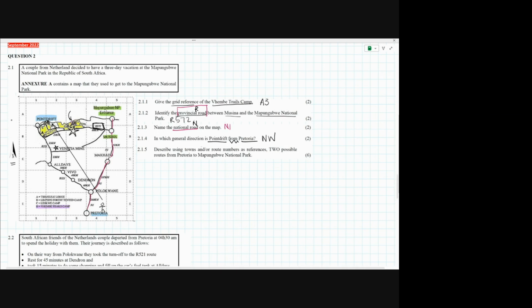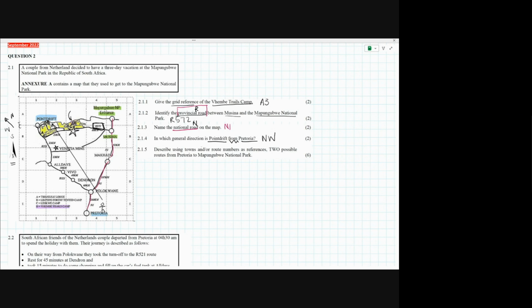Remember, naughty elephants spray water. If we follow that direction, it's in a northwesterly direction. If it had been the other way around, in which general direction is Pretoria from Point Drift? It would now be southeast because we're going from Point Drift down to Pretoria. So always very important that you read where you're looking from and to and getting your directions right.